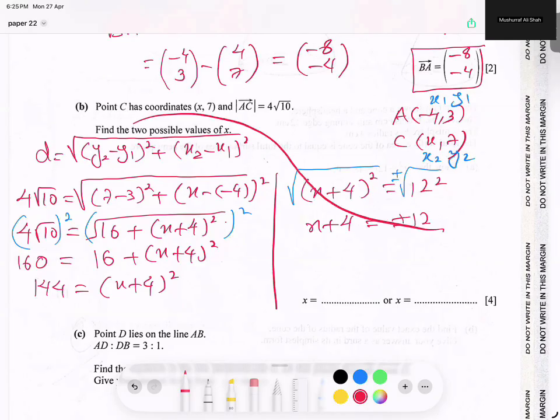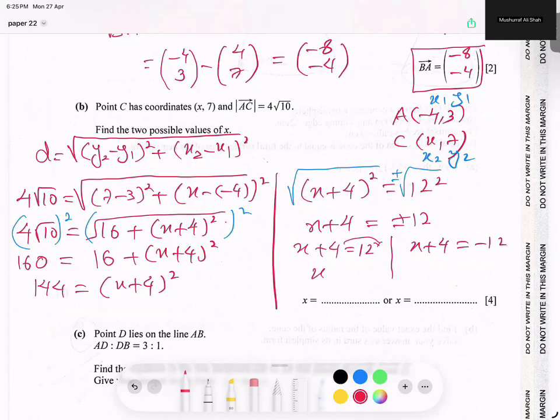That is why he's asking for two possible values. I'll make a partition here: x plus 4 equals positive 12, and x plus 4 equals negative 12. 4 goes there and subtracts from 12, and we get 8. And adding there becomes negative 16. So we got two answers, negative 16 and 8. I hope this concept is very, very clear. There is a lot of algebra here and a lot of coordinate geometry concept.